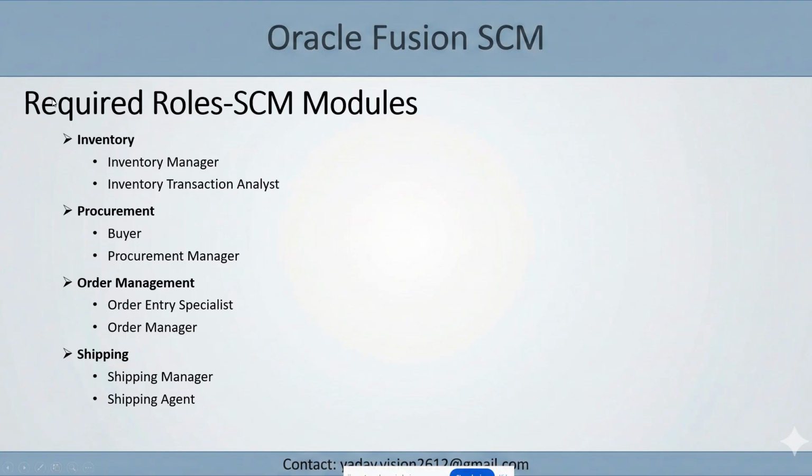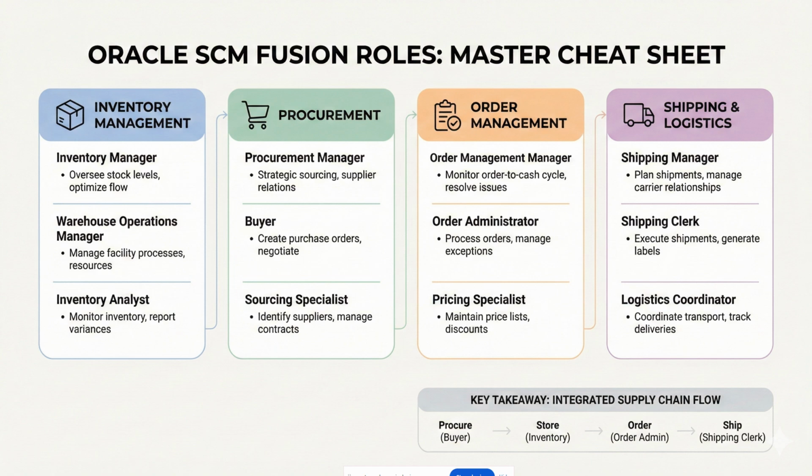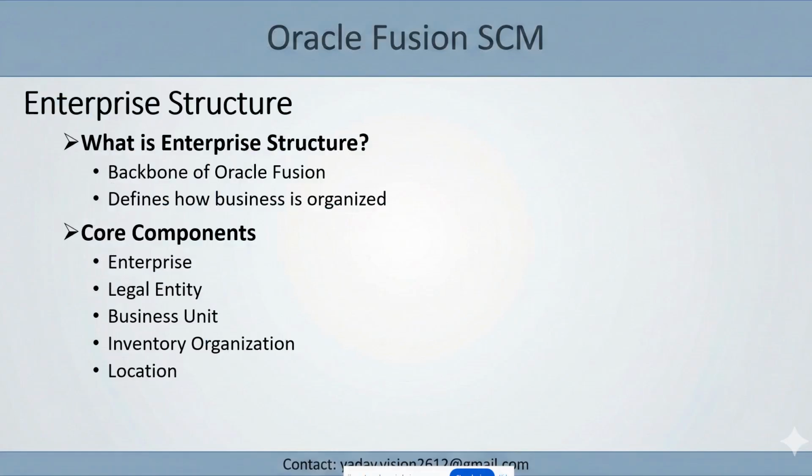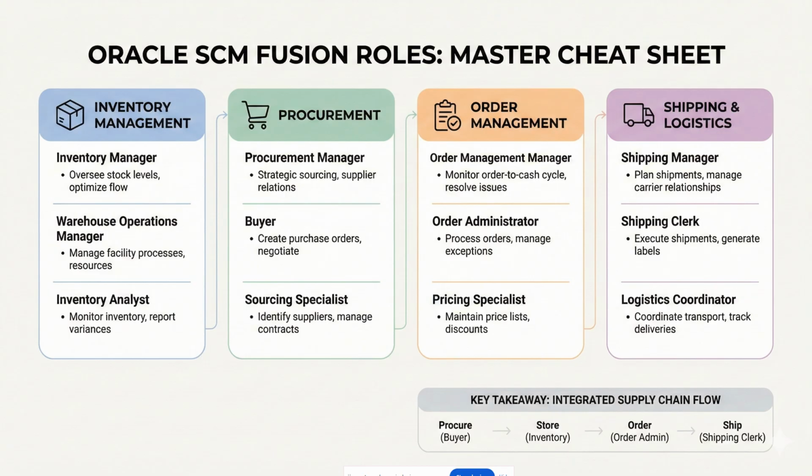Now, whatever roles are required for supply chain modules may come in the coming sessions. We will discuss inventory, procurement, and order management, and at that stage I will tell you what roles are required. These are the roles we will require for inventory, procurement, order management, and shipping and logistics. Hope till here, if you have any questions, just let me know. Then I will move to the next part about the enterprise structure. Any questions still here?